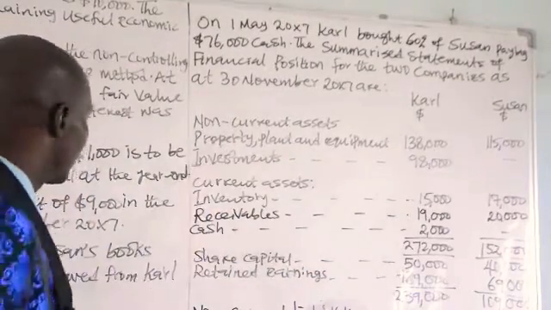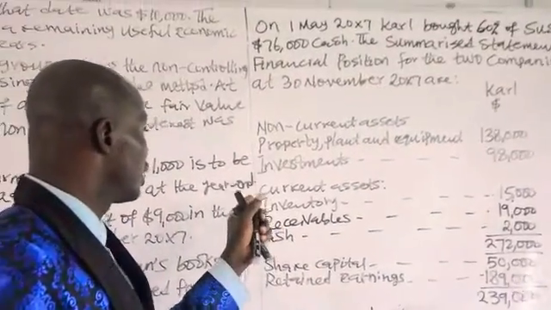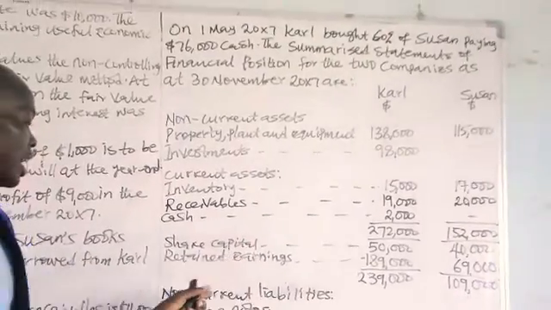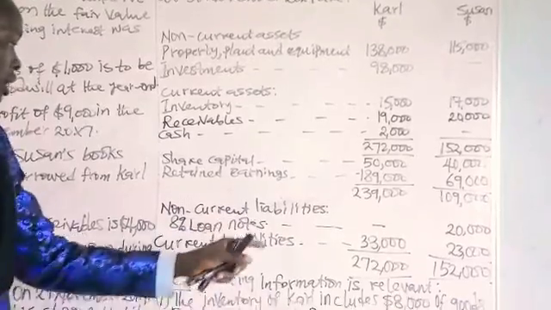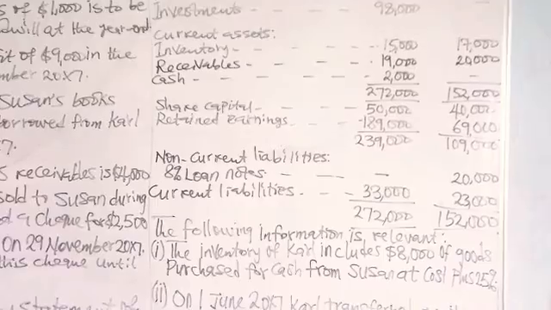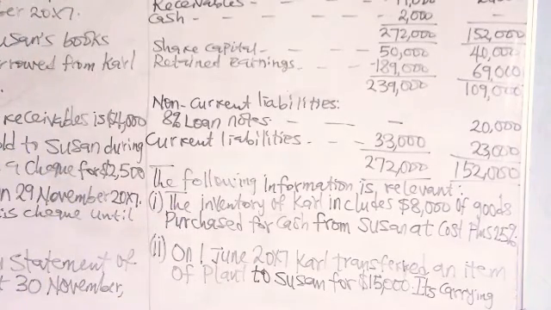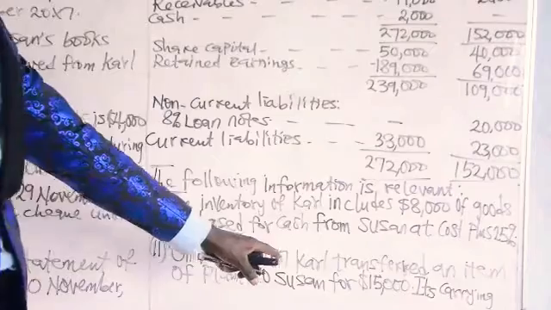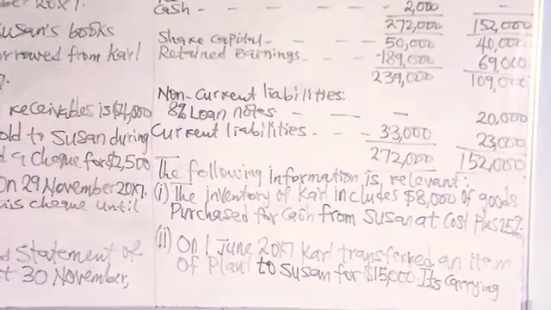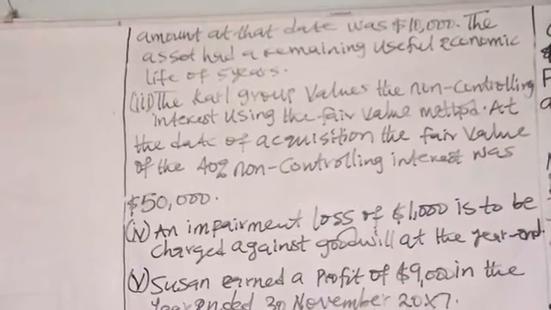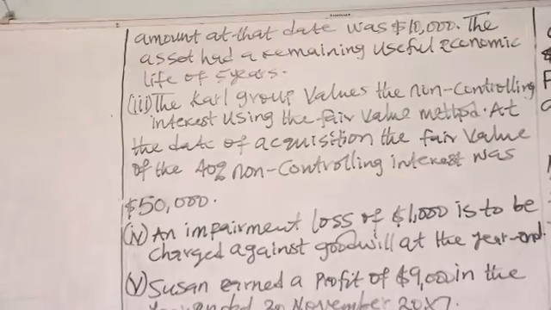You have non-current assets, property, plant and equipment, investment, current assets, inventories, receivables, cash, share capital, retained earnings, non-current liabilities, 8% loan notes, current liabilities, and the additional information. The following information is relevant. 1. The inventory of Carl includes $8,000 of goods purchased for cash from Suzanne at cost plus 25%. 2. On 1st June 2007, Carl transferred an item of plant to Suzanne for $15,000. Its carrying amount at that date was $10,000. The asset had a remaining useful economic life of 5 years.